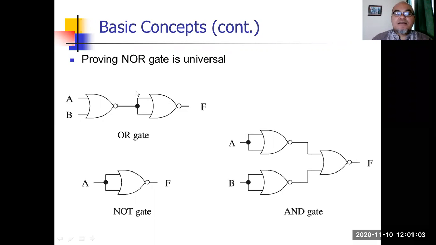Using 2 NOR gates, you develop a single OR gate. You can also make a single NOT gate. And using 3 NOR gates, you can make a single AND gate. So this F value will be correct only if the input values A and B are both correct.